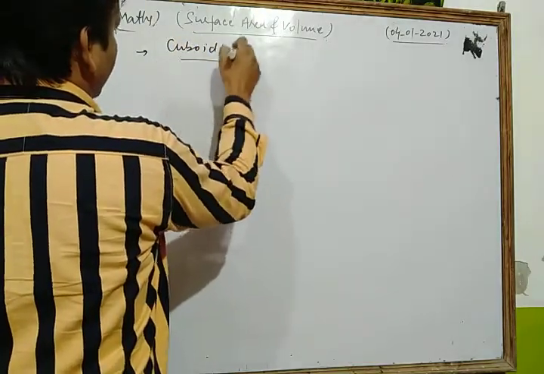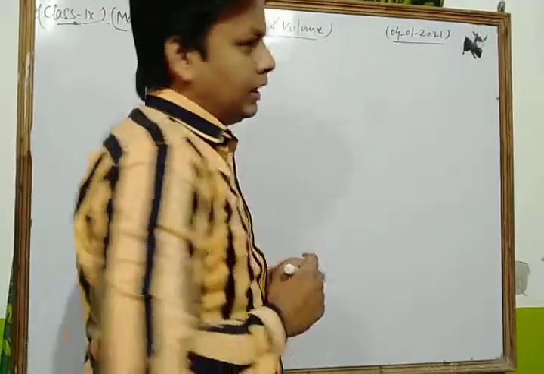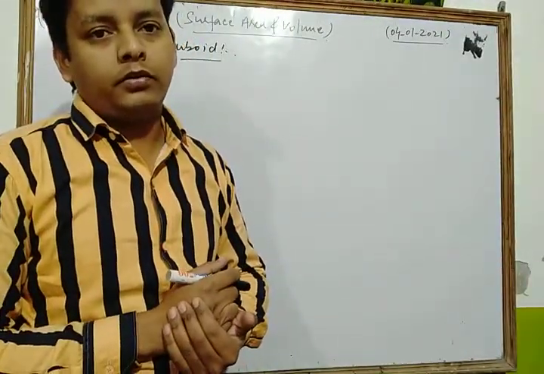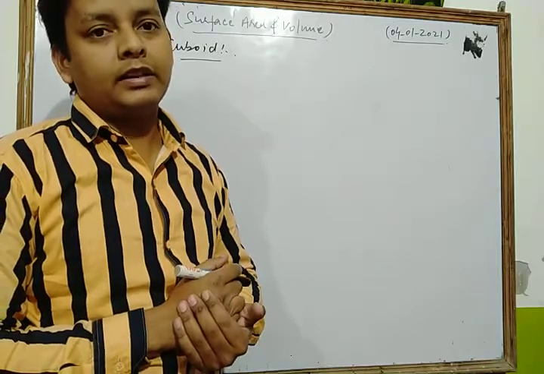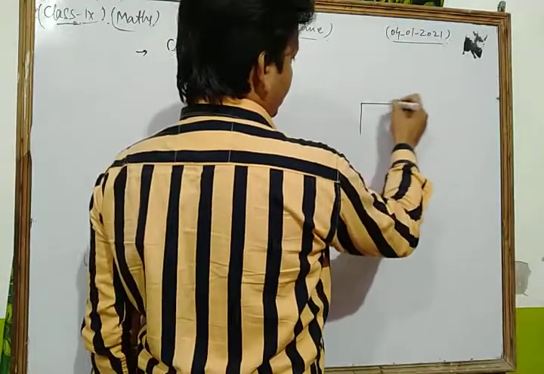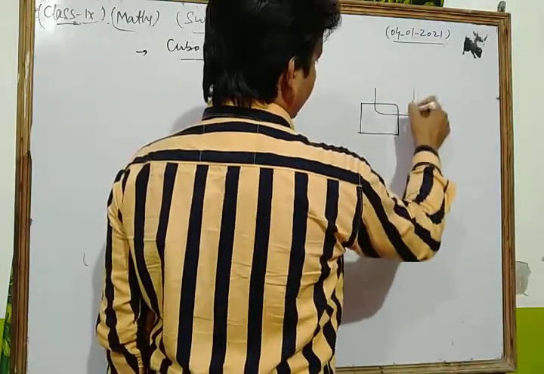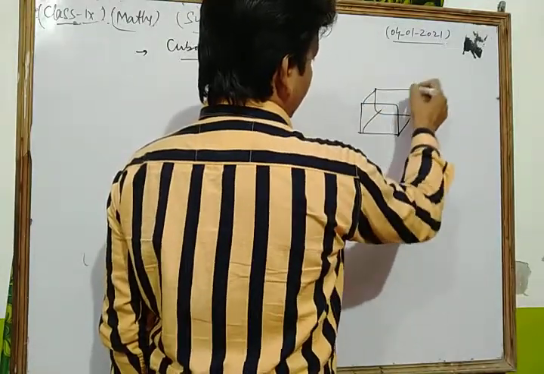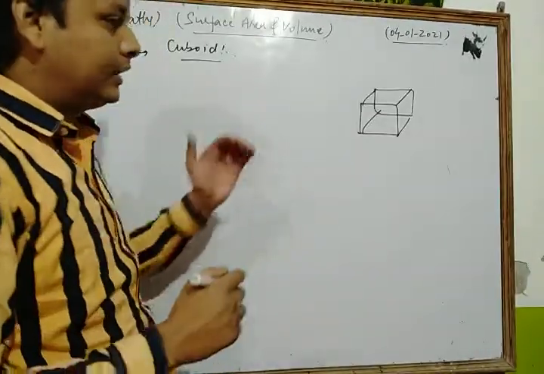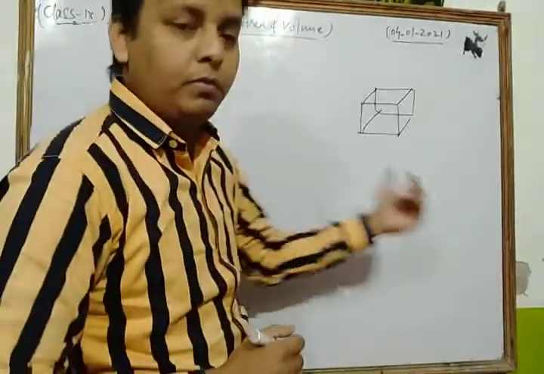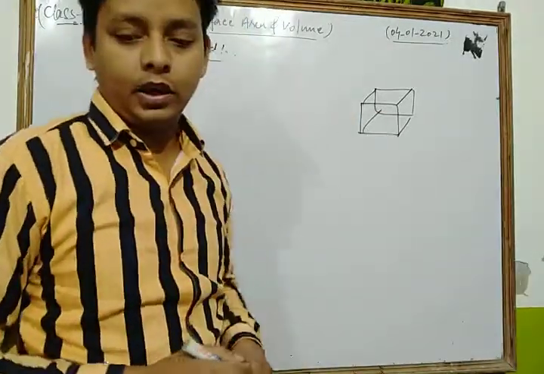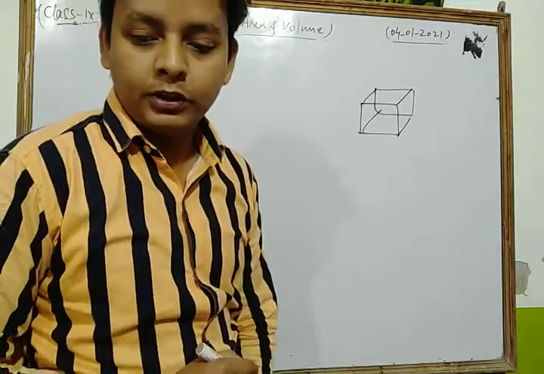Cuboid. Dear students, you know that a cuboid is a three-dimensional figure in which length, breadth, and height are given. This is the geometrical figure of the cuboid. It contains length, breadth, and height. The shape of a book or the shape of our room is also in the form of a cuboid. Now, there are some important formulas related to that.